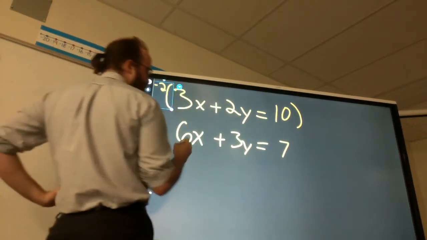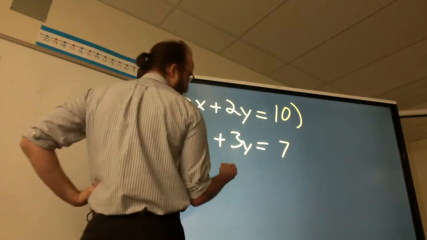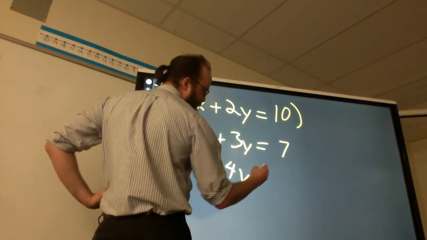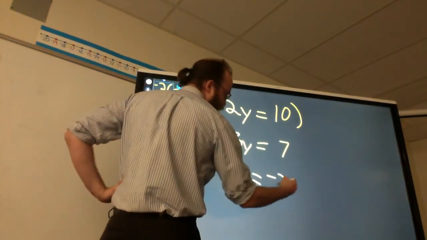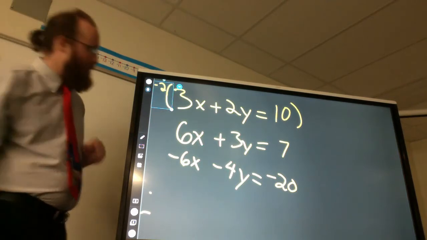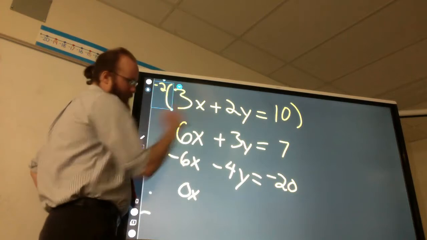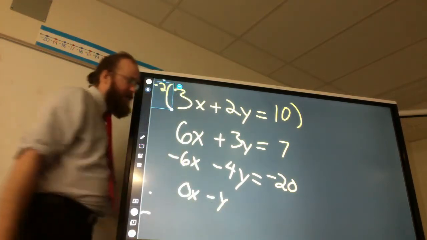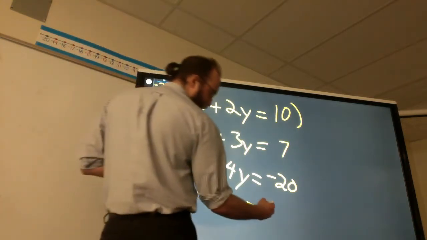So negative 2 times 3x would be negative 6x. Negative 2 times positive 2y would be a negative 4y. And finally, negative 2 times 10 would be negative 20. Now we can see that these equations will cancel each other out. So 6x minus 6x would be 0x. 3y minus 4y would be negative y, or negative 1y. And 7 minus 20 would be negative 13.